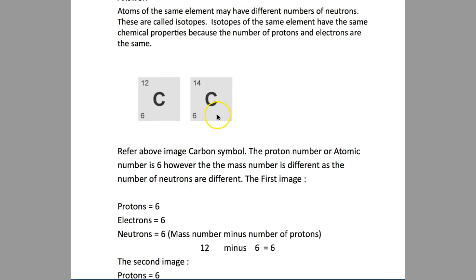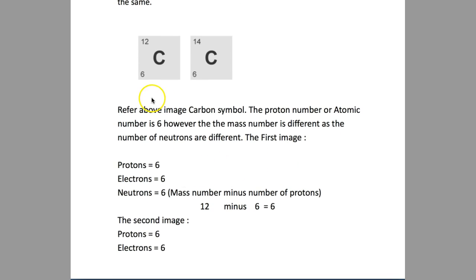Here we can refer to the above images. There are two images of carbon. Here the difference is the mass number. Here it is 12, and it is 14 here. The proton number or atomic number is 6. However, the mass number is different as the number of neutrons is different.